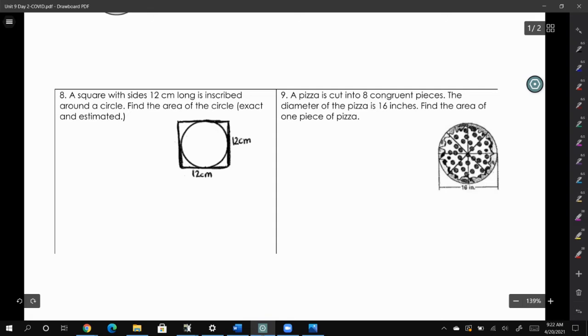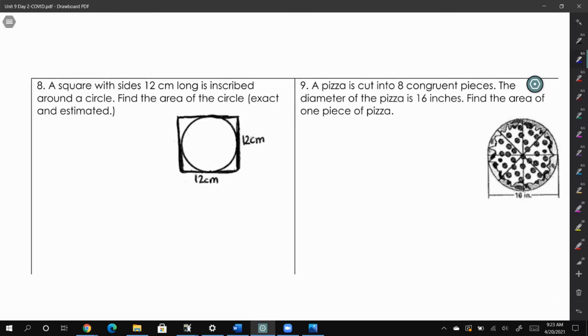So let's look at some real-world applications here. A square with sides 12 centimeters long is inscribed around a circle. Find the area of the circle. And we kind of did something like this for circumference. So, like we said the other day, if that's 12, that means this is 12 and it goes to the center of the circle. So that means our diameter is 12. Well, if our diameter is 12, that means the radius is half of that, or 6.